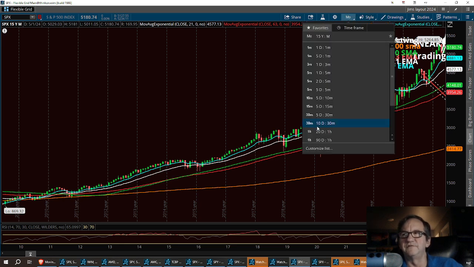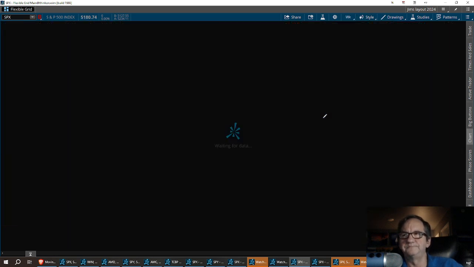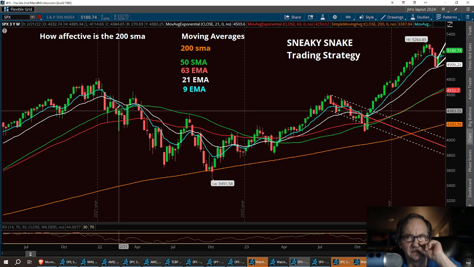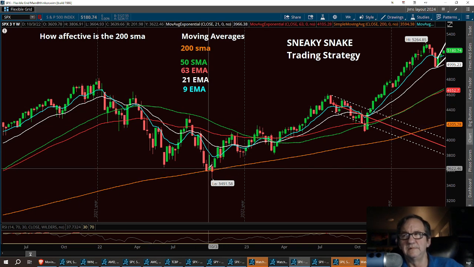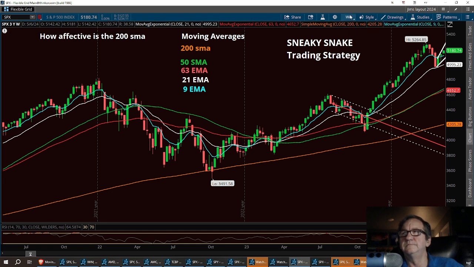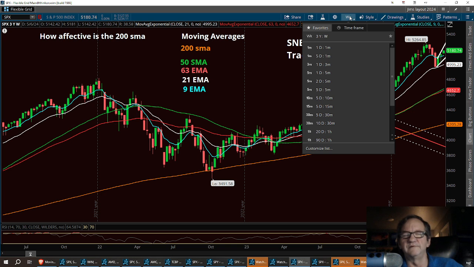I also have the weekly time frame. This is where we cut the trade off the 200 back in September. I'll use that weekly quite a bit. If we break a resistance or if we break a support that goes down, I'll go to the weekly, I'll go to the monthly, and I'll go to the yearly, just to see what the next support level could be or what the next resistance could be.